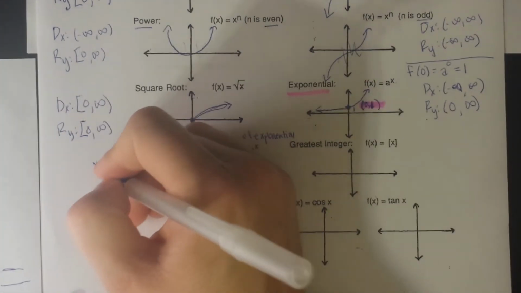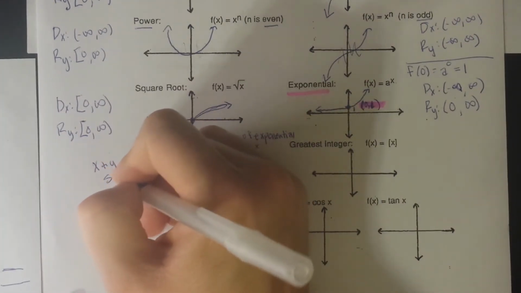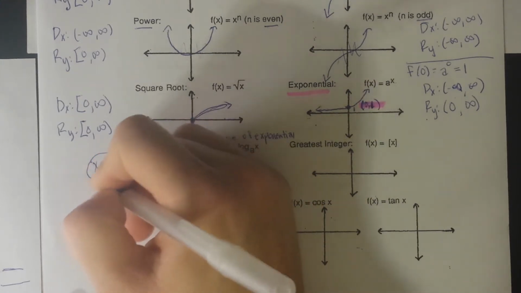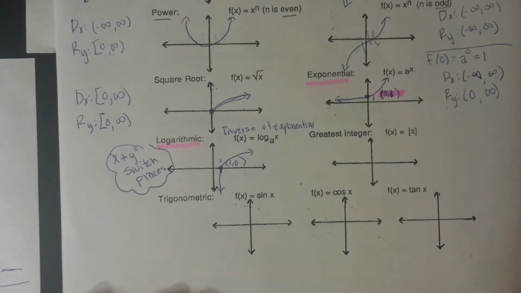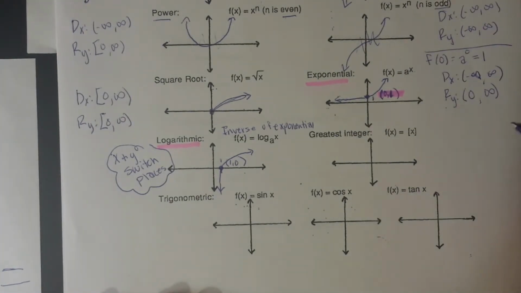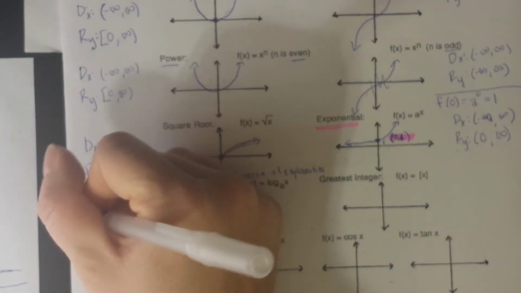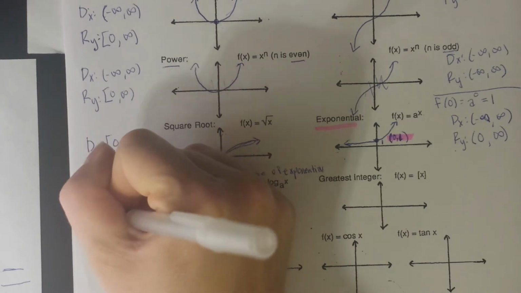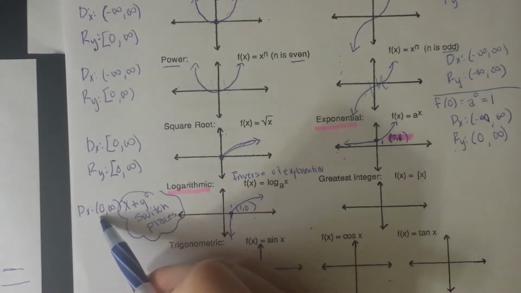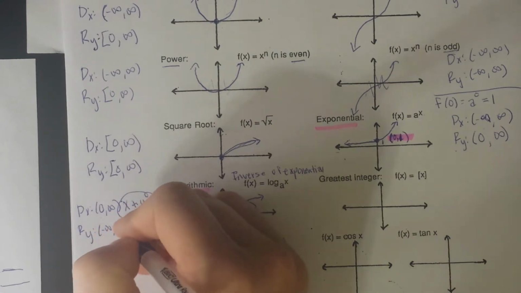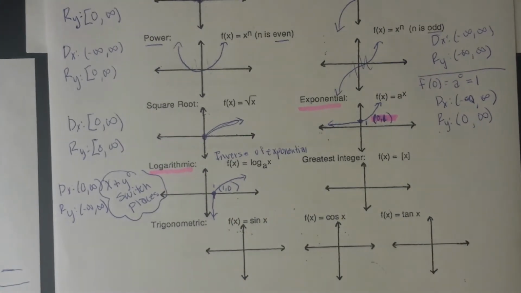So x and y switch places on inverses. So the domain and range, guess what? Switches places. It's the exact same thing except for flip-flop. Domain is 0 to infinity with a parenthesis. R sub y is negative infinity to positive infinity.